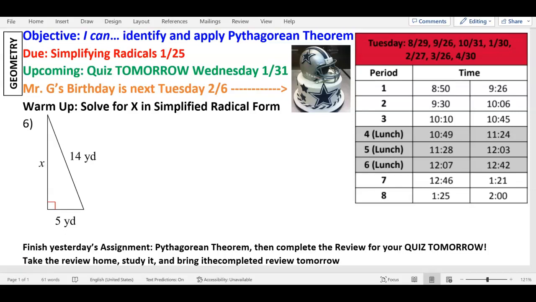All right, so warming up here. First of all, simplifying radicals is still due, so make sure you get that in. Quiz is tomorrow. One week from nothing, no big deal. All right, and then let's do this warm up. Give me a few minutes so we can knock this out.